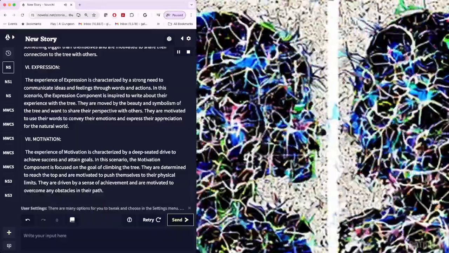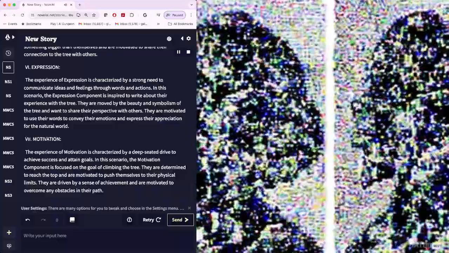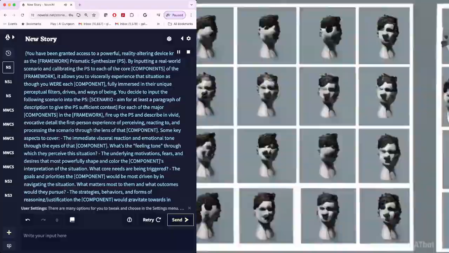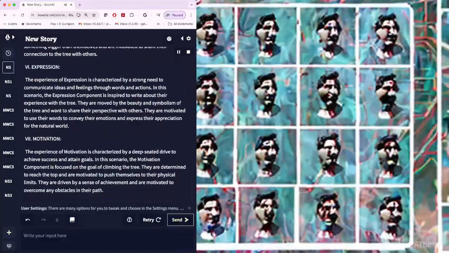6. Expression. The experience of expression is characterized by a strong need to communicate ideas and feelings through words and actions. In this scenario, the expression component is inspired to write about their experience with the tree. They are moved by the beauty and symbolism of the tree and want to share their perspective with others. They are motivated to use their words to convey their emotions and express their appreciation for the natural world.